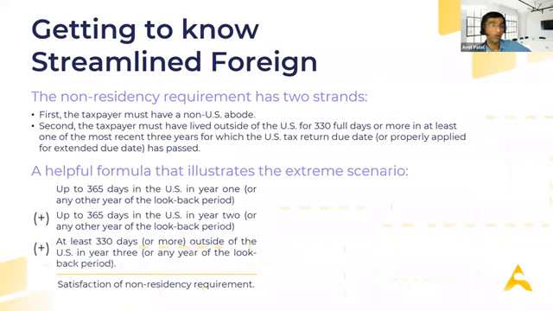So will you qualify for the non-residency requirement? The answer is yes, because the requirement is that you should be outside the US for 330 days in at least one of the most recent 3 years. So in year 2021, you were outside the US for 330 days. So you are eligible to file the streamlined foreign procedure.